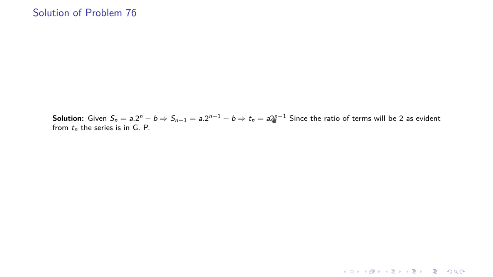Clearly the common ratio would be 2, because if you substitute n as 1, it becomes a. If you substitute n as 2, it becomes 2a, then 4a, then 8a. So our common ratio is 2. Therefore, it is in GP.